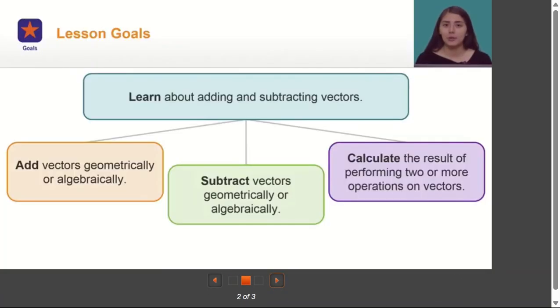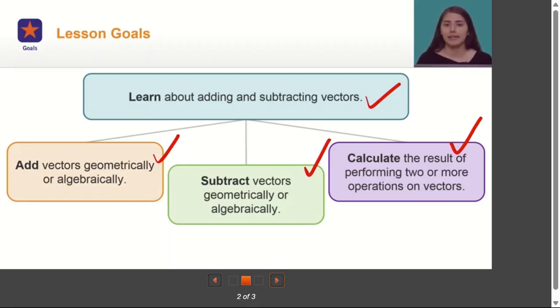To address the lesson question, we will learn about adding and subtracting vectors in order to add vectors geometrically or algebraically, subtract vectors geometrically or algebraically, and calculate the result of performing two or more operations on vectors.